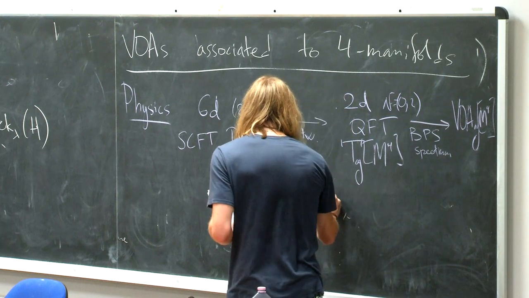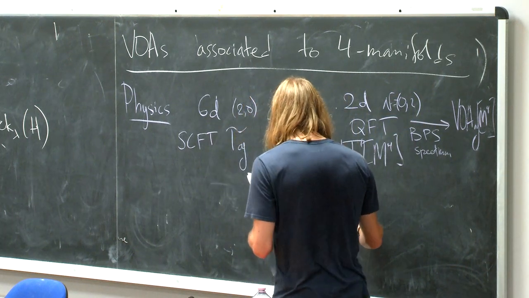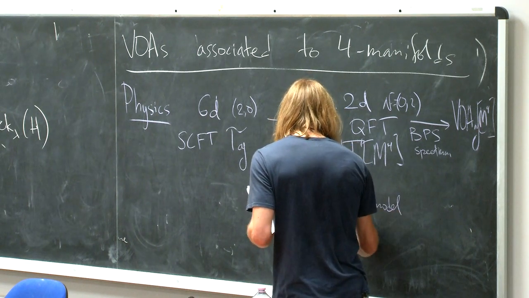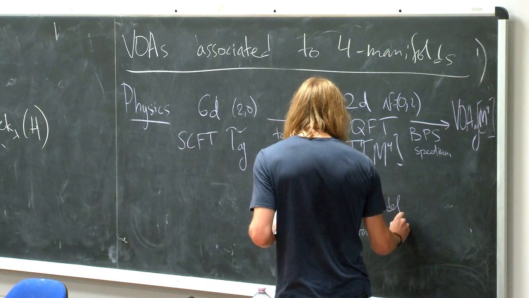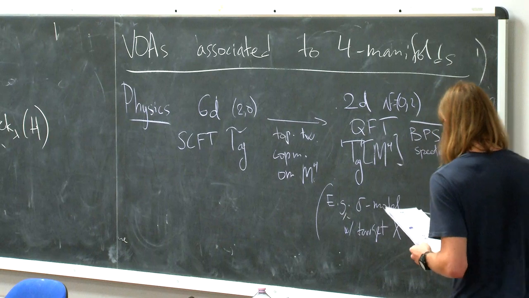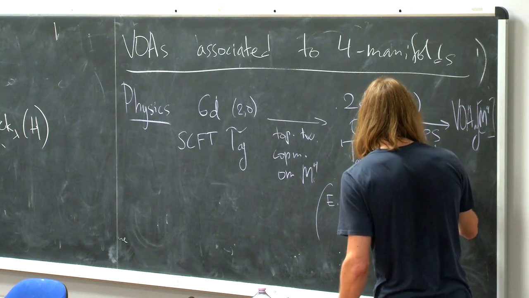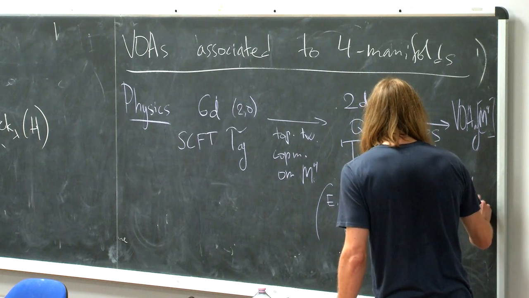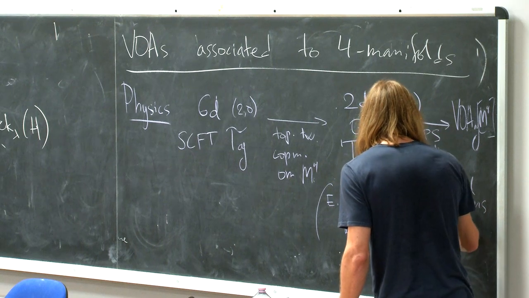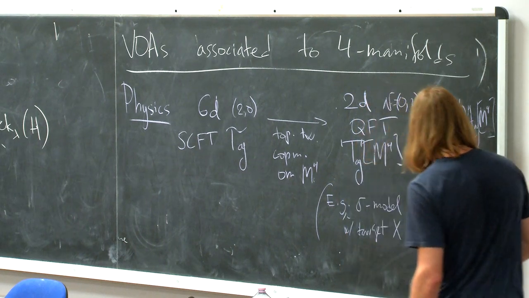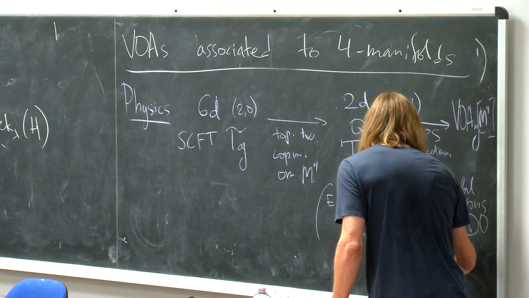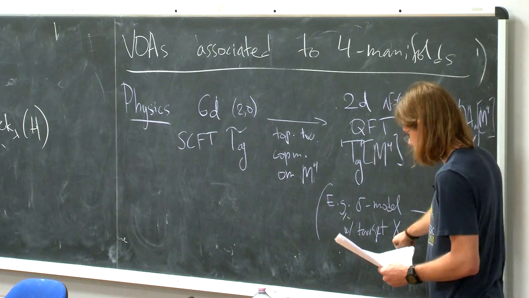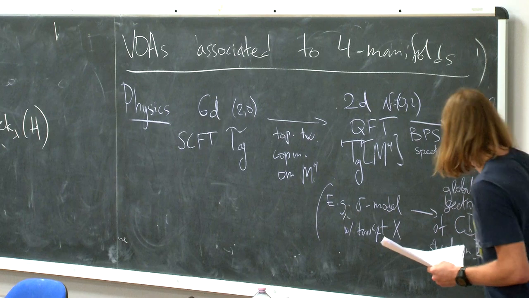In particular, if the 2D theory is a sigma model with target X, then this vertex operator algebra can be described as the global sections of what is called the sheaf of chiral differential operators on X. X here is the target, which is supposed to be a Kähler manifold.